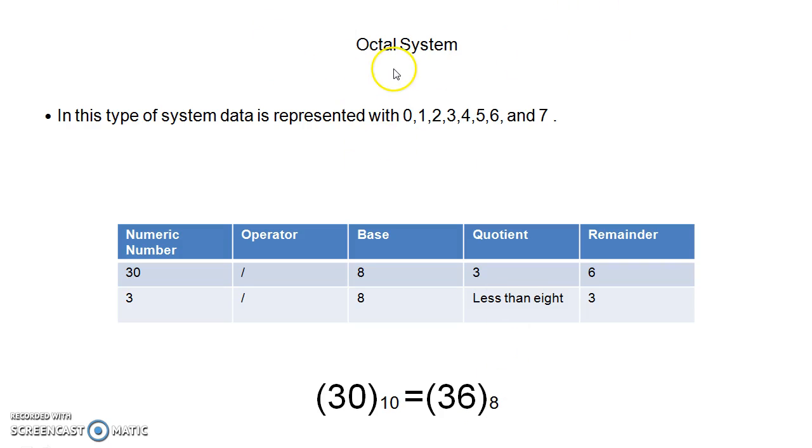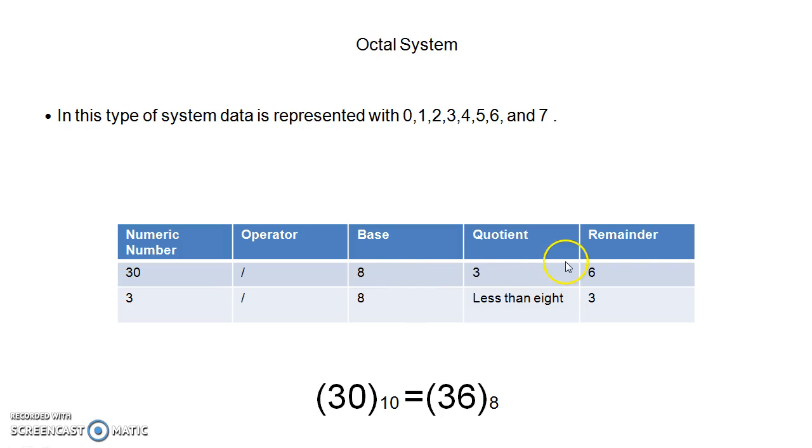Octal system. Octa means 8. In this type of system, data is represented with 0, 1, 2, 3, 4, 5, 6 and 7. All these are the total 8 numbers. I am again considering the same example. Suppose I want to convert this number 30 into an octal system, then I should divide it by 8.